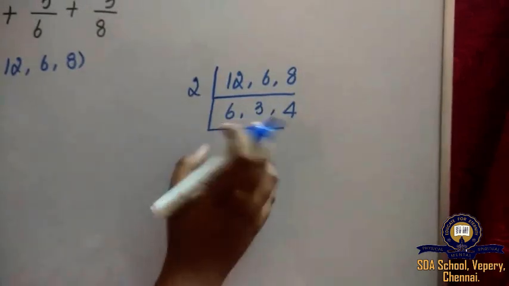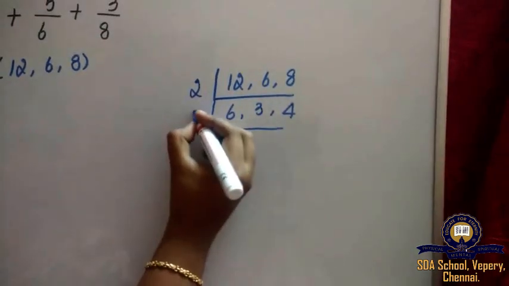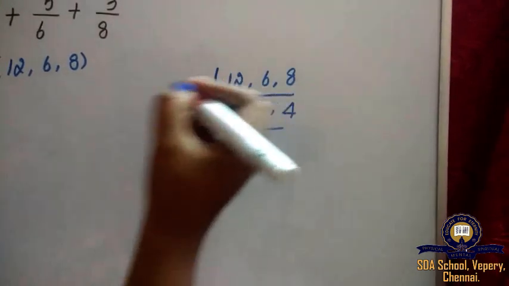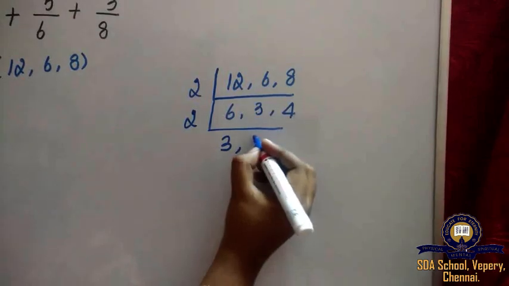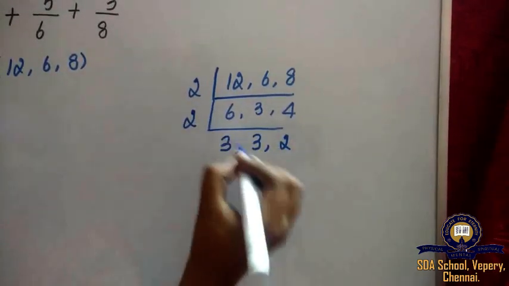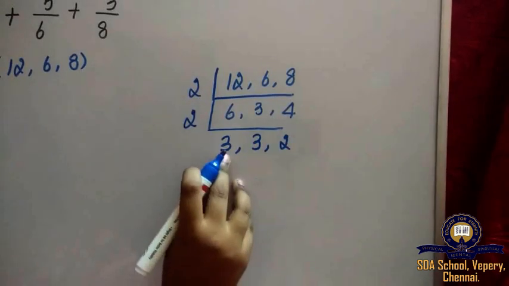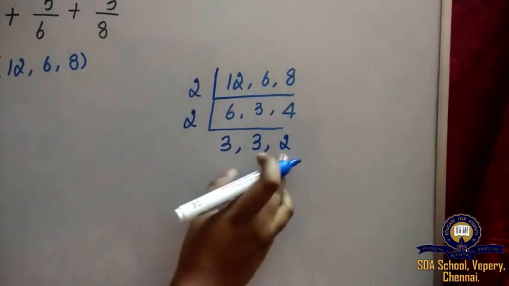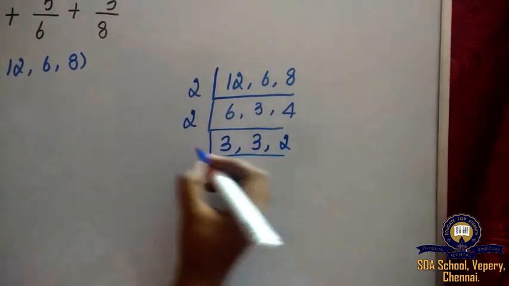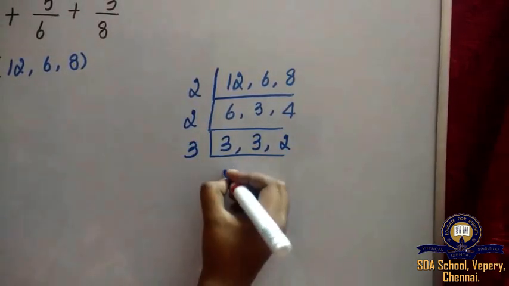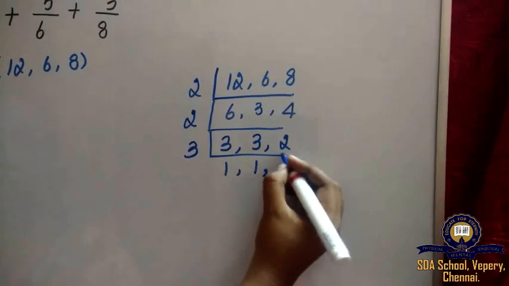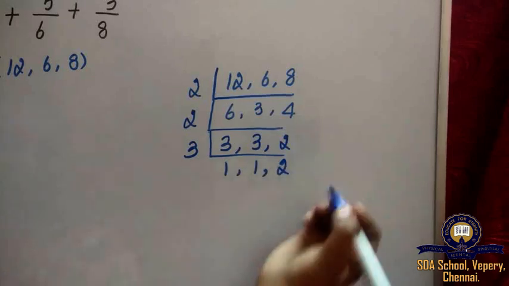You can take either of this. So I will take 2. 2 3s are 6. 3 will not go in 2. So bring this 3 down as such. 2 2s are 4. So when you see here 3, 3, 2. So 3 and 3 have a common factor 3. 3 1s are 3. 3 1s are 3. 2 will come as such.